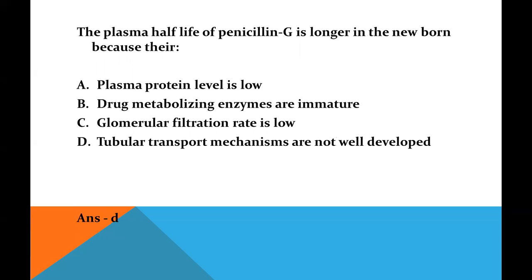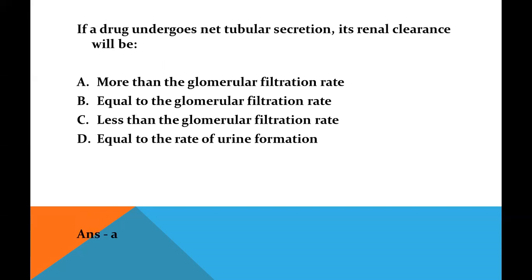Now moving to the next question. The plasma half-life of penicillin G is longer in the newborn because their plasma protein level is low, drug metabolizing enzymes are immature, GFR is low, and tubular transport mechanisms are not well developed. So the plasma half-life of penicillin G is longer in newborns because their tubular transport mechanisms are not well developed.